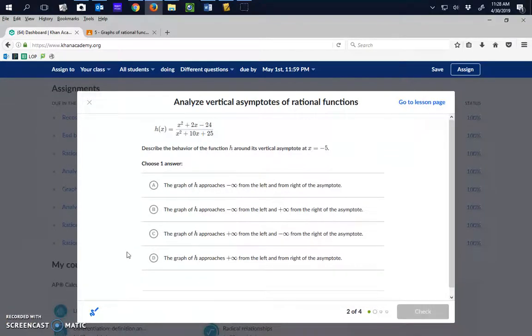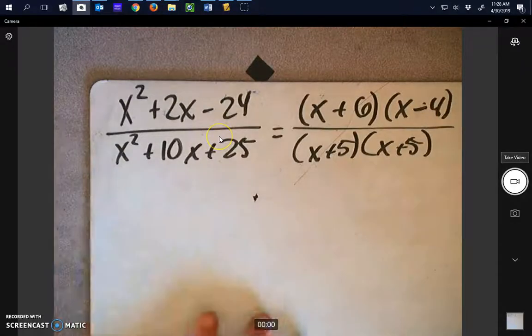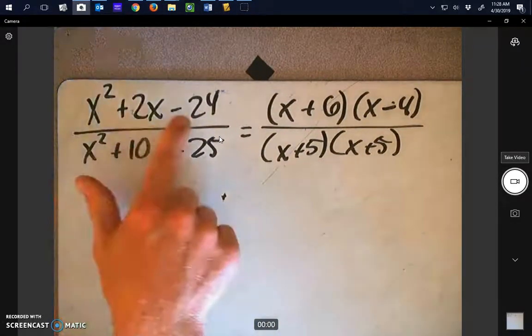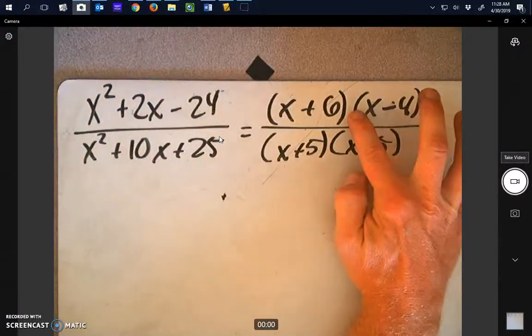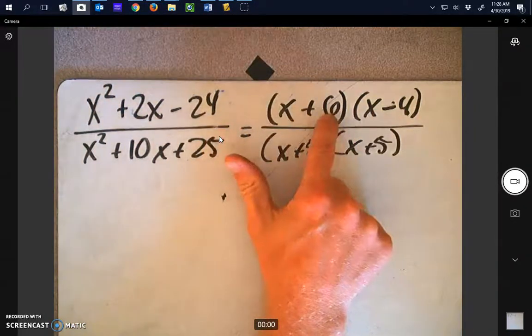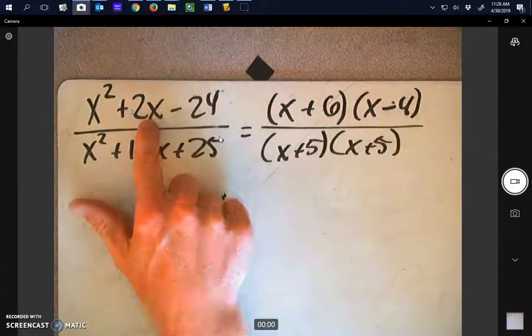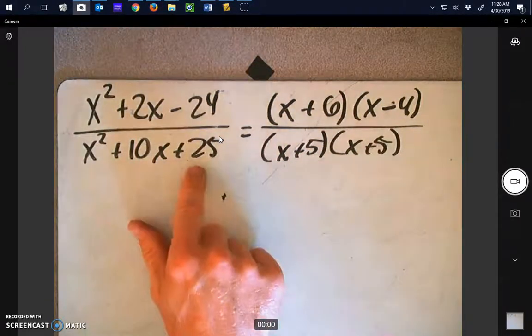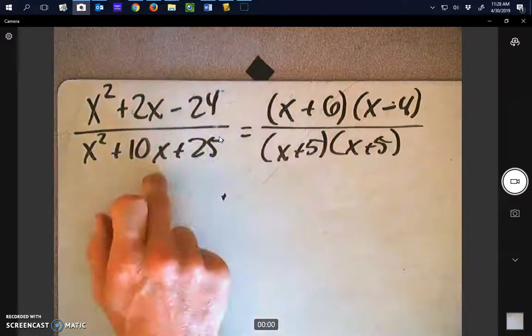Next question. Once again, h of x is equal to a polynomial over a polynomial. First thing you want to do is factor these, so I've already done that. X squared plus 2x minus 24: negative 4 times 6 is negative 24, and 6 plus negative 4 equals positive 2. And then 5 times 5 is 25, and 5 plus 5 is 10.